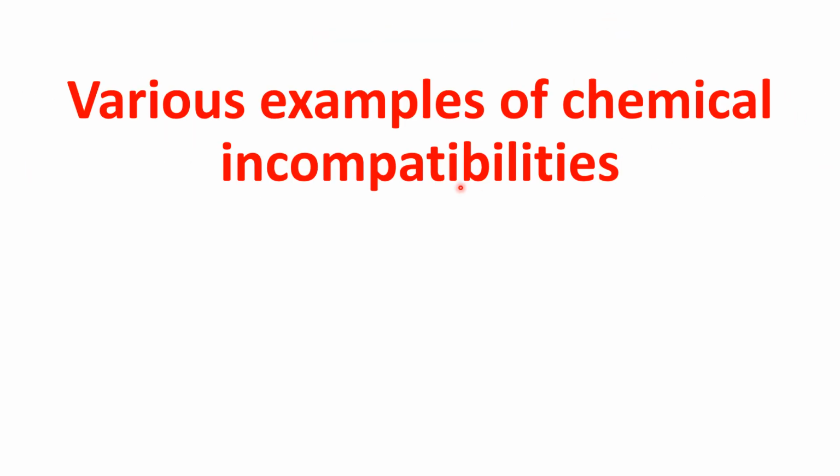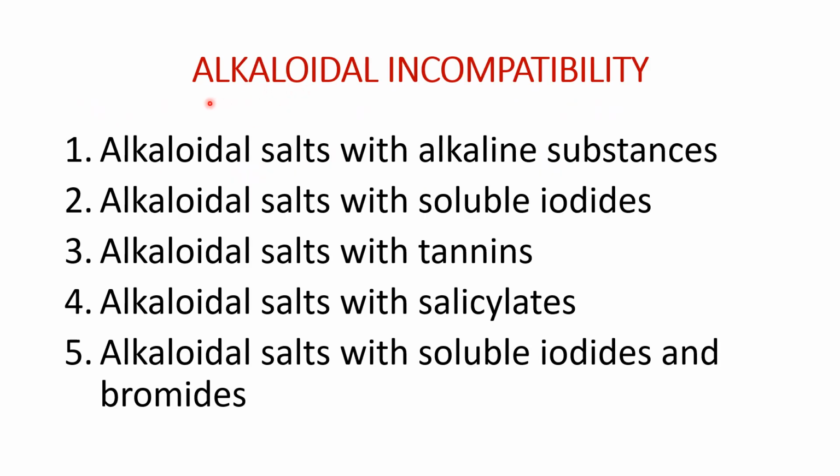Now, let us discuss a few examples. I will discuss in a very simple way so that it is easy for you to remember. Now here we will see the various examples of alkaloidal incompatibilities. Alkaloids are the chemical constituents which are obtained from plant drugs. Now, most of these alkaloids are incompatible. Now you can see with what they are incompatible. We will divide that into 5 types.